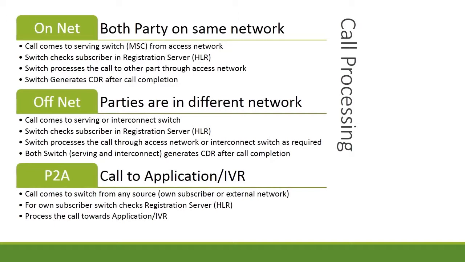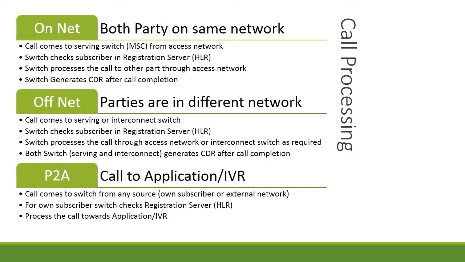Now we try to understand how this call is established. At first, the call comes to the serving MSC. The serving MSC is the component with which the subscriber is connected through the access network. When a call comes to the MSC, it verifies the call with the HLR and finds out whether the subscriber has authorization or not. If the HLR authenticates, then only the call is forwarded to the second party. If the called party receives the call, then they can talk to each other.